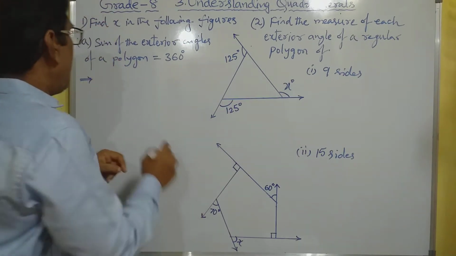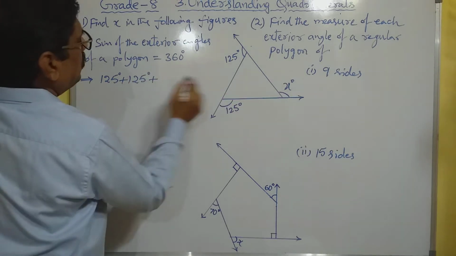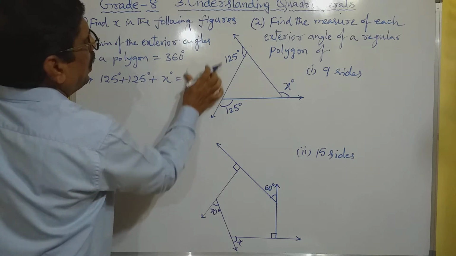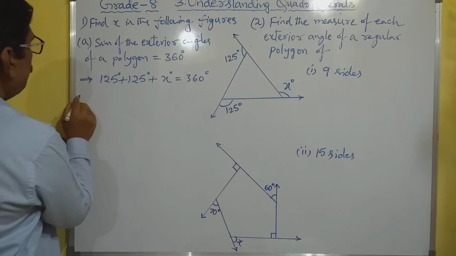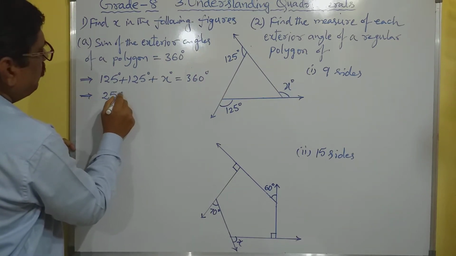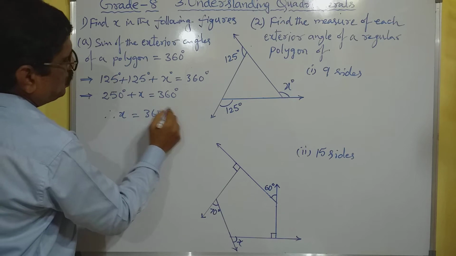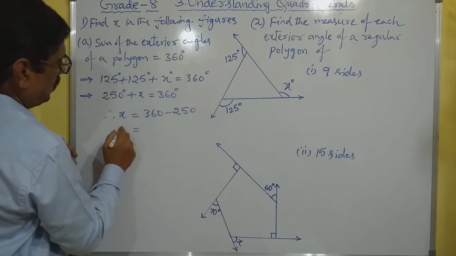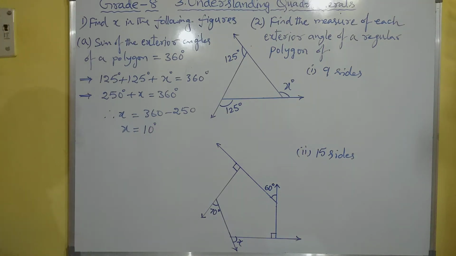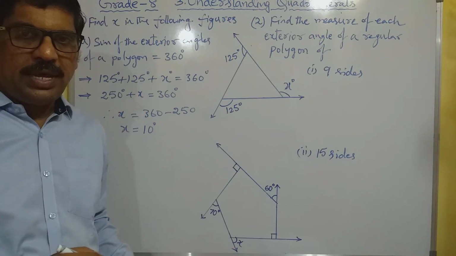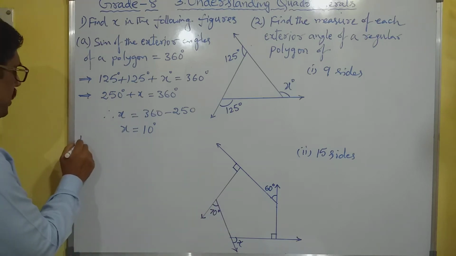So let us add all these angles. The first exterior angle is 125 degrees, the second one is 125 degrees, and the third angle is x degrees. The total as per the formula is equal to 360 degrees. Now 125 plus 125 is 250 degrees, plus x is equal to 360 degrees. Therefore x is equal to 360 minus 250, if you transpose 250 to the RHS, that is 110 degrees. Okay, thus we find the value of x by using the sum of the exterior angles of a triangle formula. Now look at the next diagram, that is B.